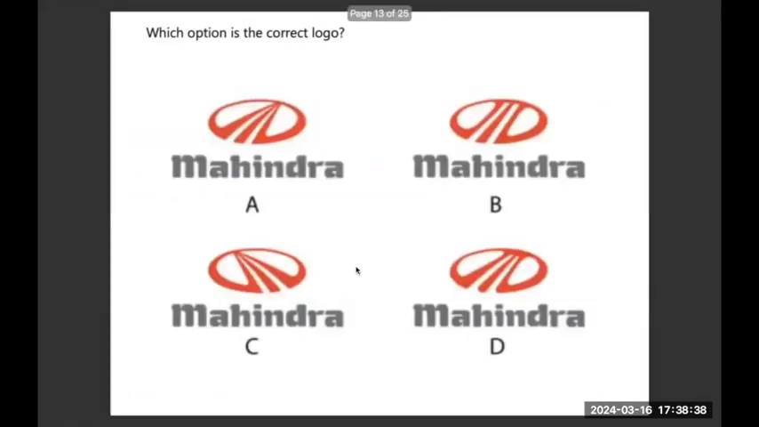Go to the next one. You're given different logos. You have to find which is the correct logo of the car company Mahindra. In this case, the correct option is A.